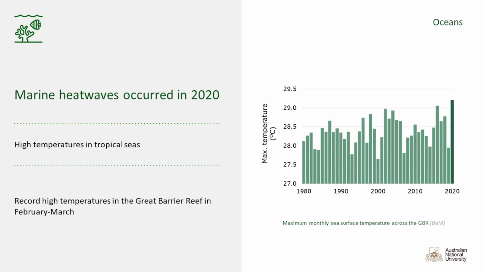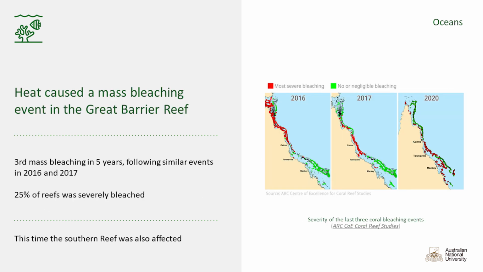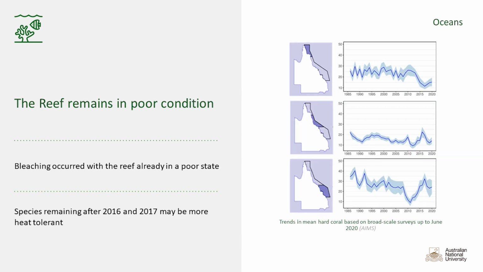Record high temperatures occurred in the Great Barrier Reef in February-March, and that heat caused a mass bleaching event in the Great Barrier Reef. It was the third mass bleaching event in 5 years, following similar events in 2016 and 17. It was measured that 25% of reefs were severely bleached, and this time the southern reef was also affected. Overall, the reef remains in poor condition.